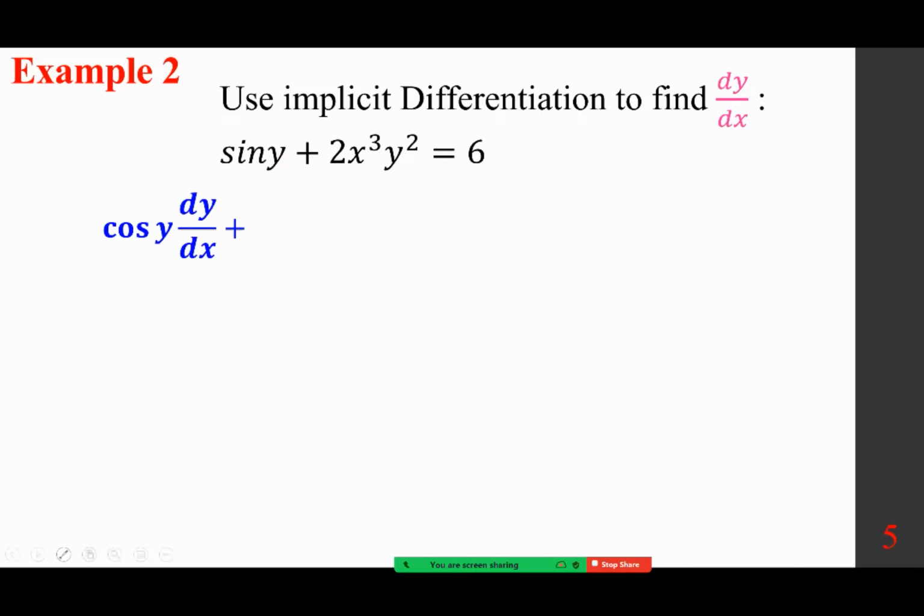I'm going to put a raised dot between these two expressions, 2x cubed being multiplied by y squared, meaning 2x cubed gives us 6x squared times y squared. I'm using the product rule. Plus y squared gives me 2y y prime or dy dx times the first piece 2x cubed. The right side is a number. Any number ends up being a 0 when you differentiate.